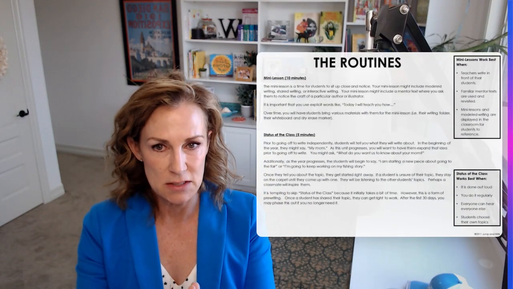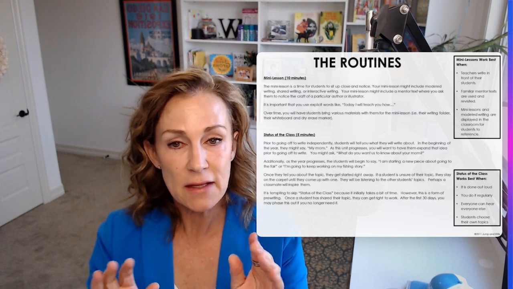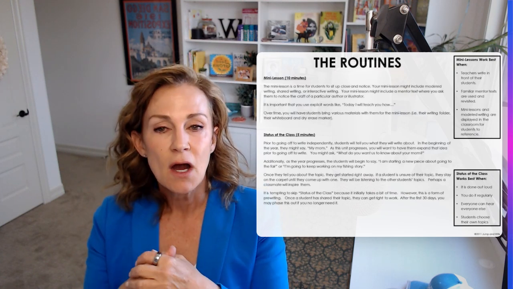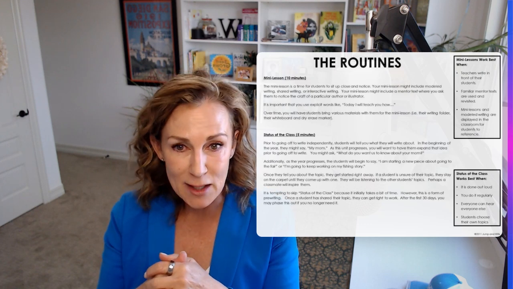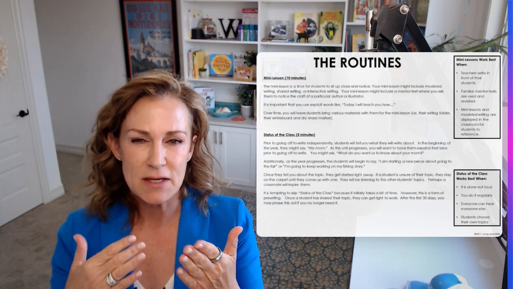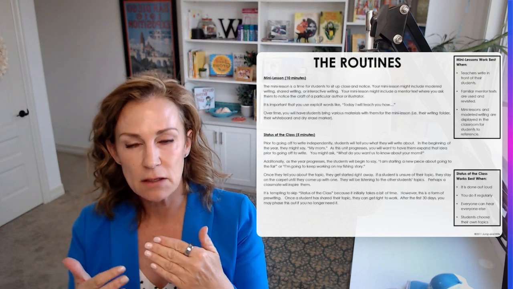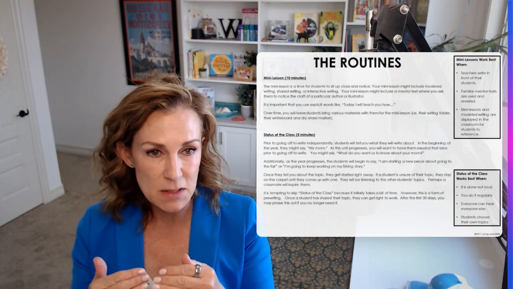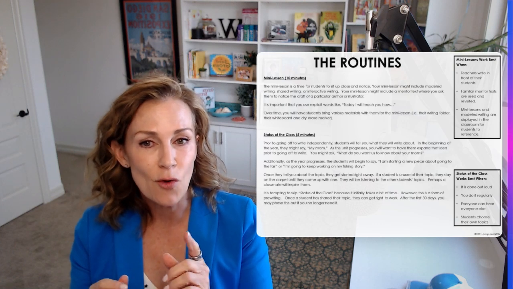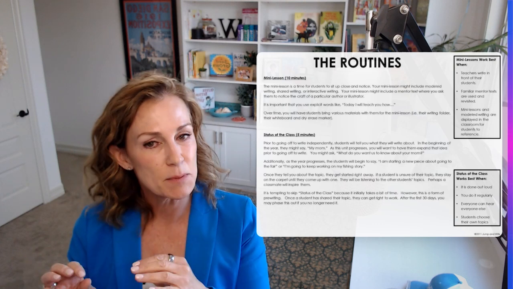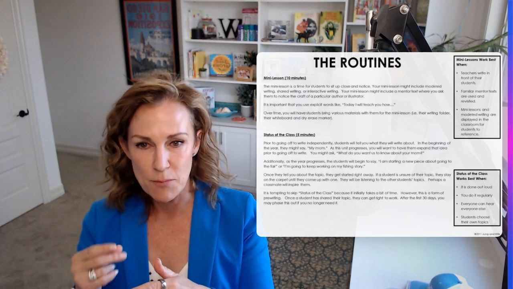I want to talk about the routines. So your mini lessons are about 10 minutes long. I want to make sure that they're very short. At the beginning of the year, they're going to be a lot shorter than that. They're going to be maybe like 5 or 6 minutes long because you're still building that ability for them to sit and listen and participate. And 10 minutes is a long time when you're little. So we'll build that mini lesson up to 10 minutes. At the beginning here, it might be 5 minutes long. You're just going to keep it really brief.